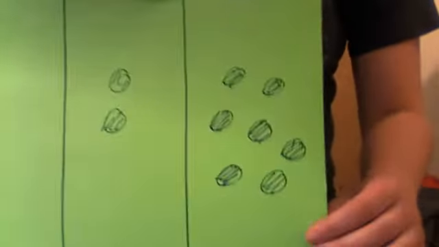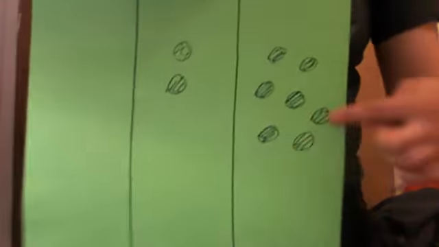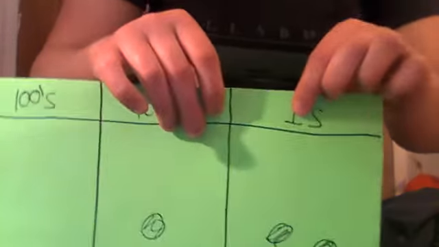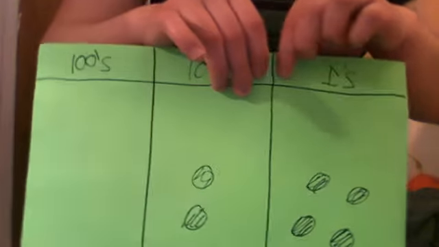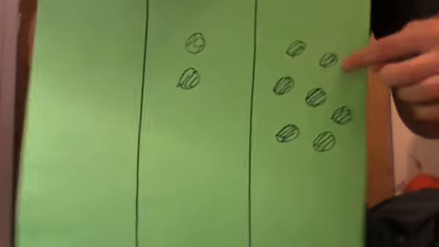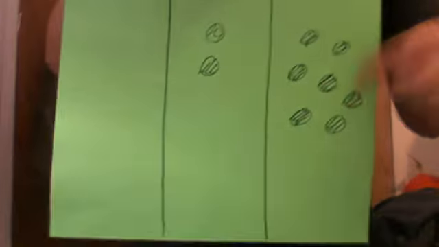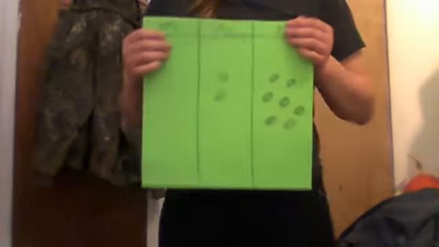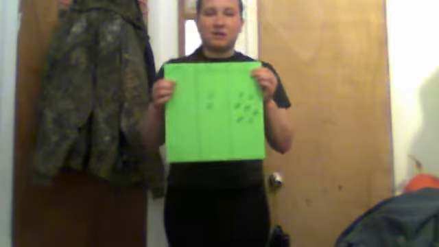For the ones place, you will put 7 dots. 1, 2, 3, 4, 5, 6, 7. And each one will only represent 1. So you could do 7 times 1 is 7, or you could just count 1, 2, 3, 4, 5, 6, 7.